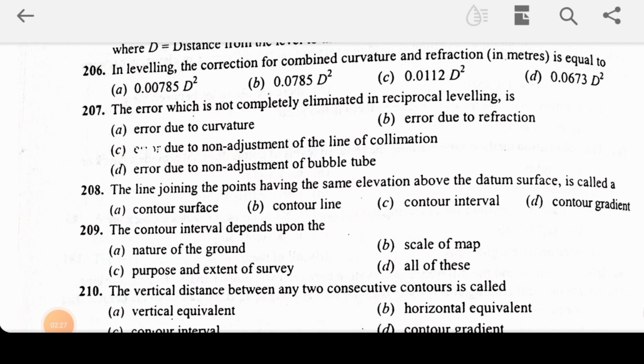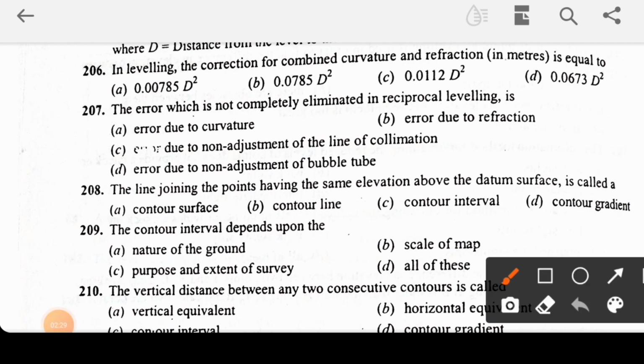206 number question. In leveling, the correction for combined curvature and refraction in meters is equal to 0.0673 d square. The error which is not completely eliminated in reciprocal leveling is error due to refraction. Correct answer B.